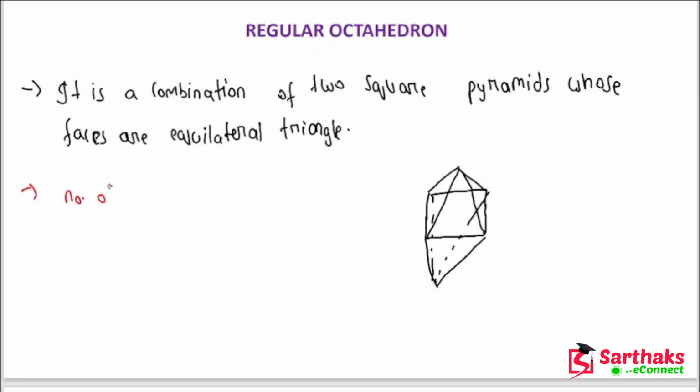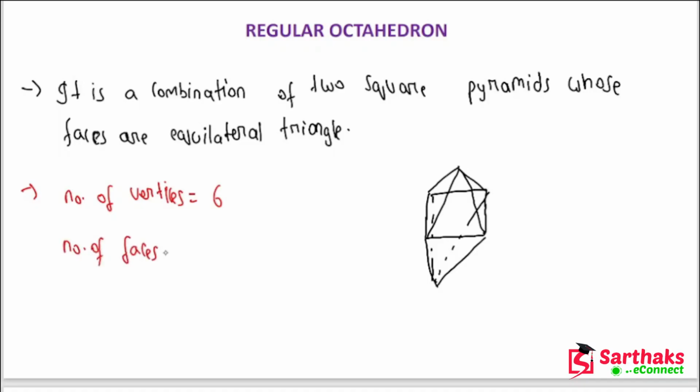So if we see number of vertices over here, how many vertices are there? We can clearly see 1, 2, 3, 4, 5 and 6. So there were total 6 vertices. Do you know how? 4 will be on this common base, and 1 on the top and 1 at the bottom. So the number of vertices is 6. What are the number of faces?